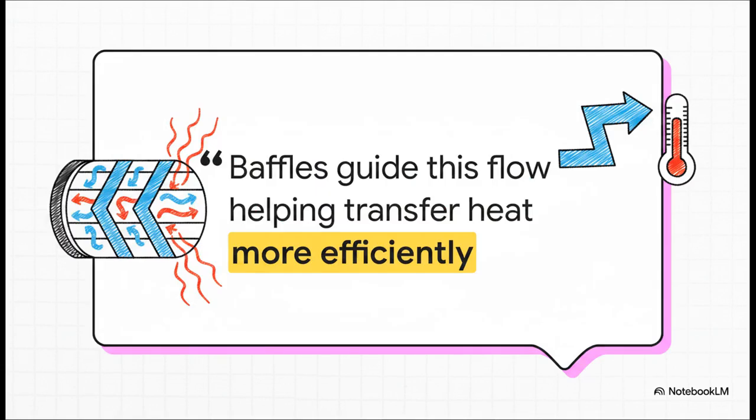But the secret to making this whole thing efficient lies in our final component, the baffles. See, the shell isn't just a big empty tank. The baffles act like strategic roadblocks. They guide that second fluid's flow, helping to transfer heat way more efficiently. They literally force the outer fluid to zigzag and weave as it travels through the shell. By actively directing this flow, the baffles ensure the second fluid maximizes its contact time with the inner tubes, which drastically drives up the efficiency of the entire heat transfer process.